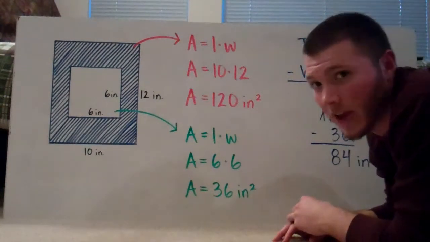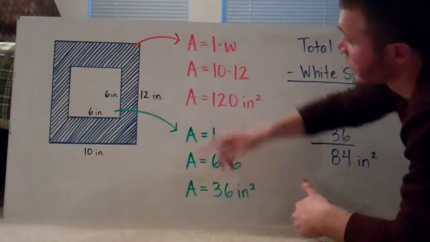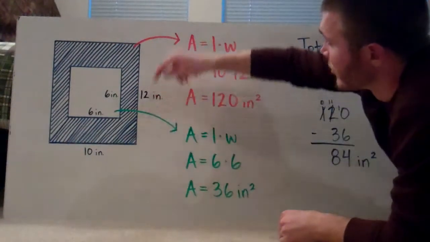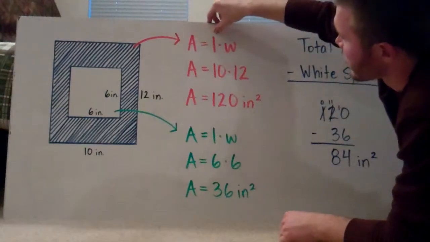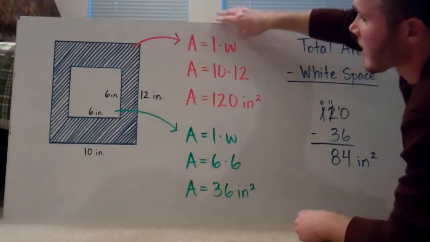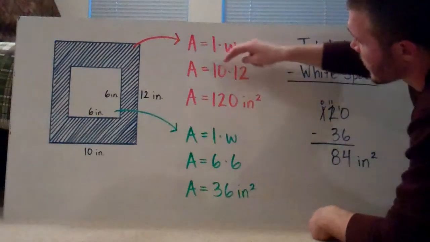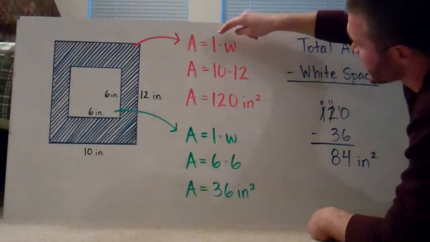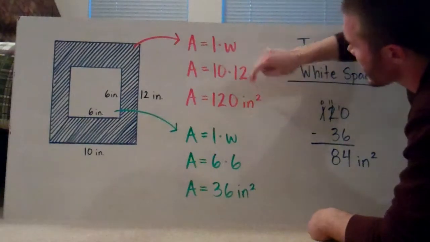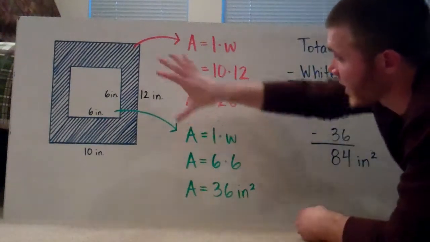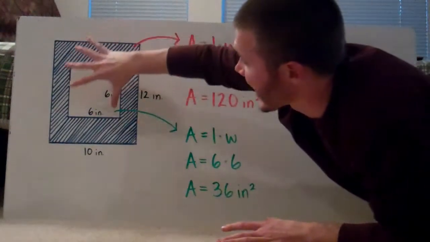So, first I'm going to find the area of the largest shape. Well, the largest shape is this giant rectangle. To find the area of a rectangle, you multiply length and width. The length is 10 inches and the width is 12 inches. Substitute in 10 for the length, 12 for the width, and boom, I get 120 square inches. That's the area of this entire rectangle.